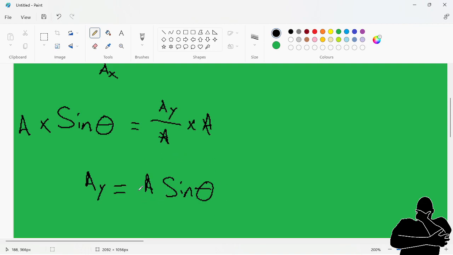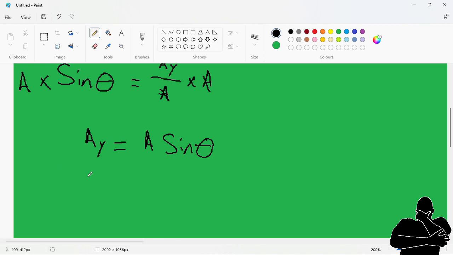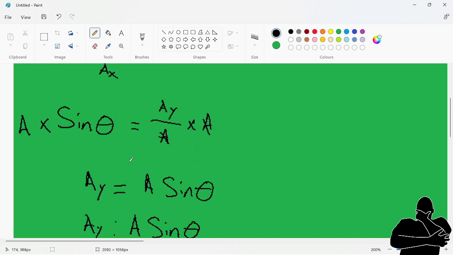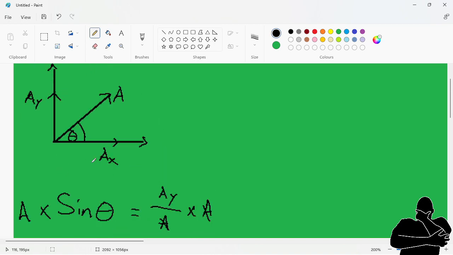But if you write AY is equal to A sine theta, you probably will not be penalized because the answer is there. But it depends on how harshly the examiners want to act. To be safe, you could probably just write AY is represented by A sine theta. Maybe you won't get penalized for this because this is not necessarily an equation. The question also asks us to write the expression for AX in terms of A and theta.